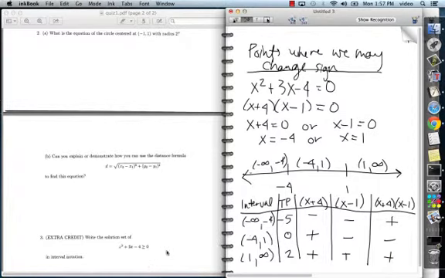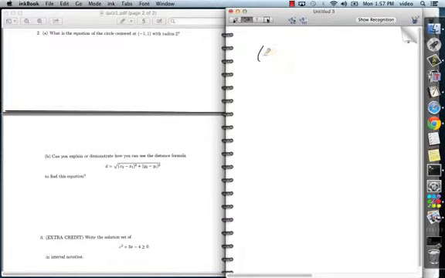Now let's go back and remember what did we want? We were looking for when x squared plus 3x minus 4 is greater than or equal to 0. So we're looking for those positive intervals. So the positive intervals occur for negative infinity to negative 4 and 1 to infinity. Okay, but we're not done.